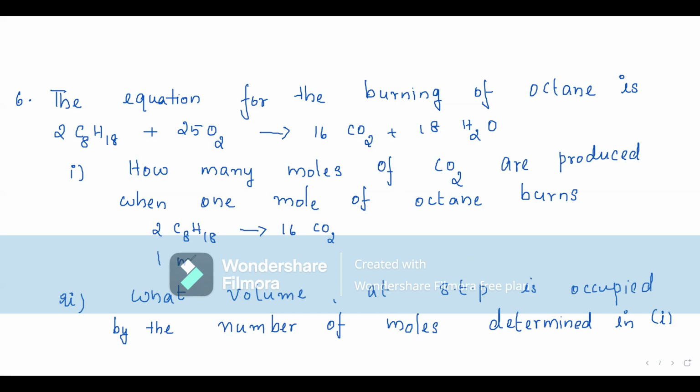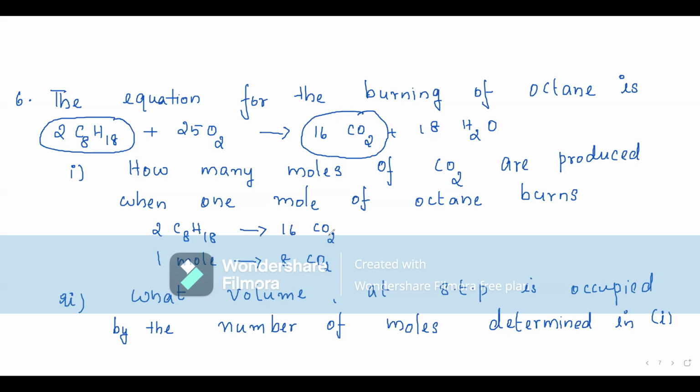So 1 mole of octane will require 8 moles of carbon dioxide. So the first answer is done without much of a calculation, just from the balanced equation, the number that you are using to balance octane and carbon dioxide, just that is considered. What volume at STP is occupied by the number of moles determined in 1?